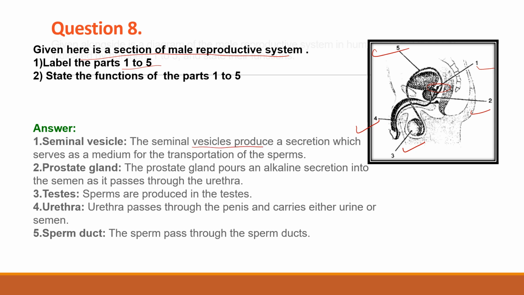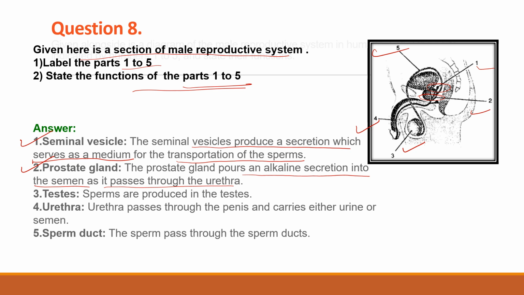The seminal vesicle produces secretion and serves as a medium for the transportation of sperms. Now the second one is the prostate gland. It is pouring the alkaline secretion into the semen as it passes through the urethra. So here we are stating the functions of 1 to 5.